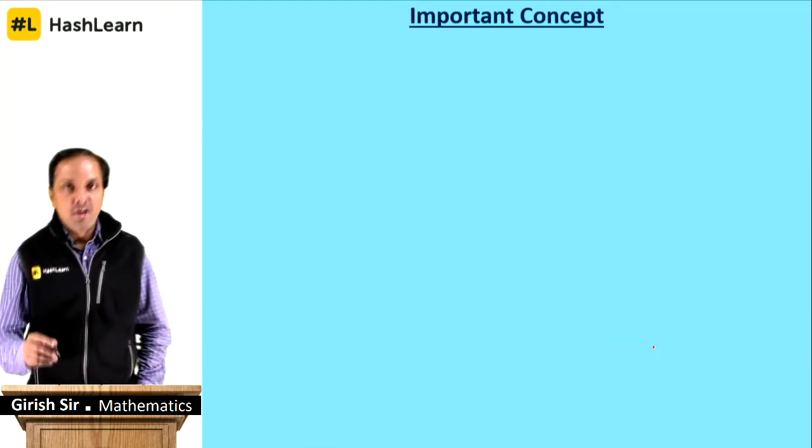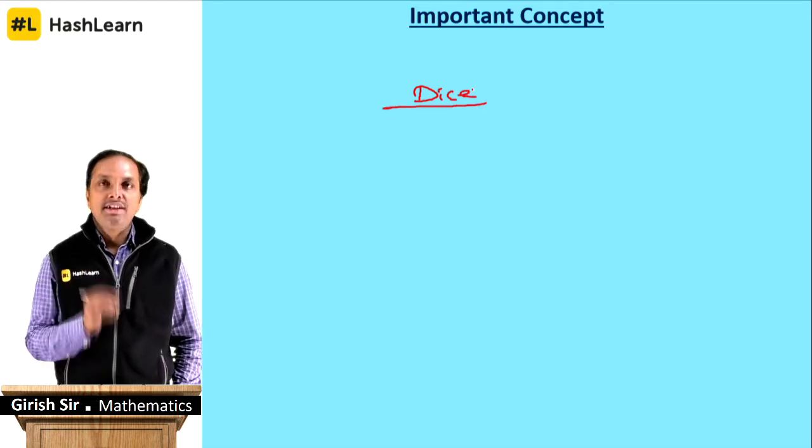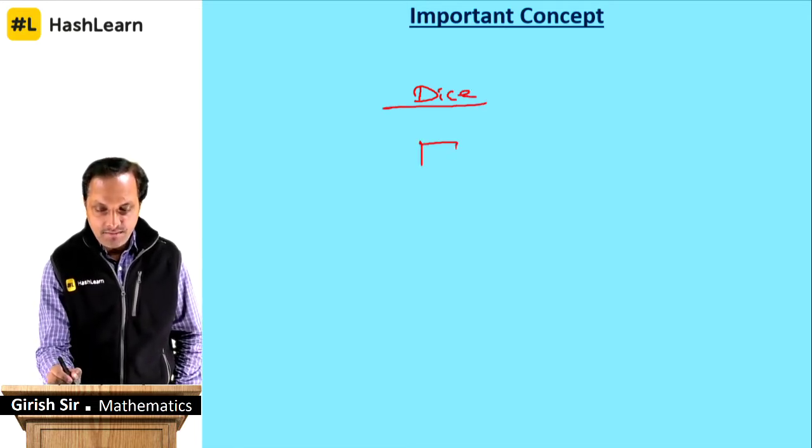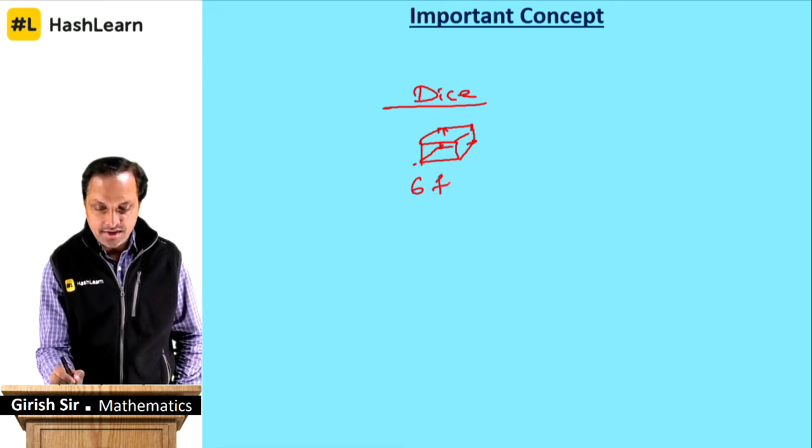And when you toss a dice, okay, the dice will have 6 faces. You know that the faces will be numbered as 1, 2, 3, 4, 5 and 6. So you will have 6 faces.